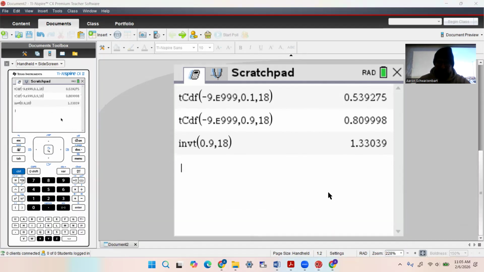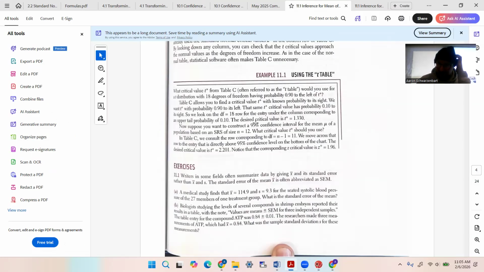So using the t-table, relatively straightforward. Again, degrees of freedom. Now suppose we have a 95% confidence interval. This is getting a little trickier. A 95% confidence interval gives me a tail on both sides of 2.5%, or 0.025. With sample size 12, that means degrees of freedom equals 12 minus 1, or 11.